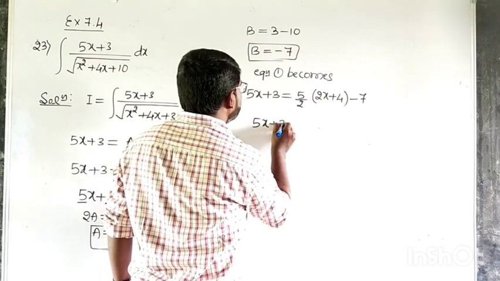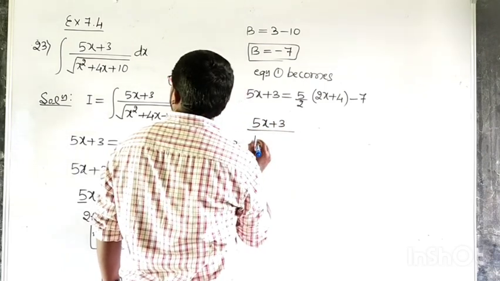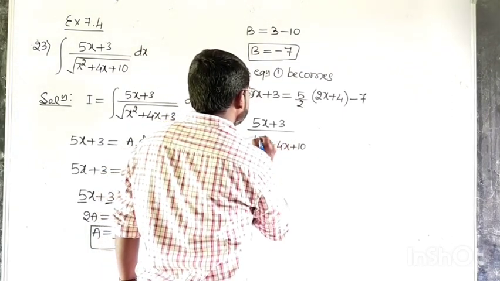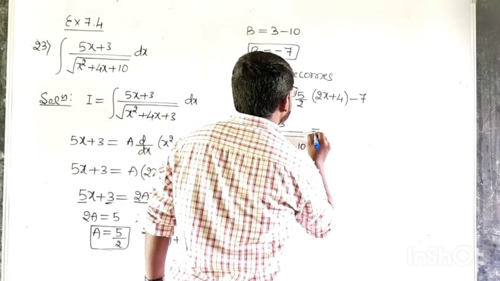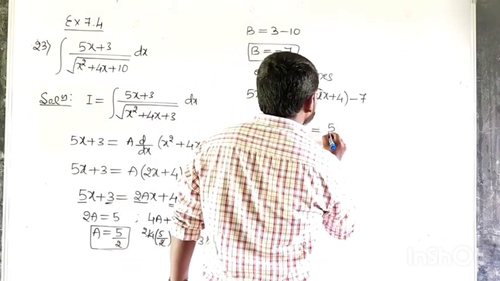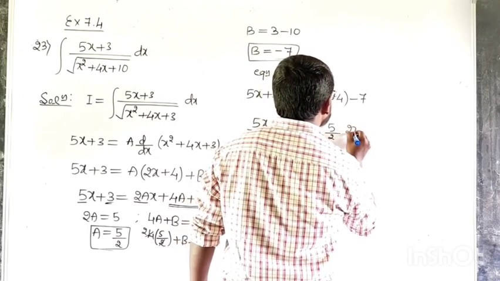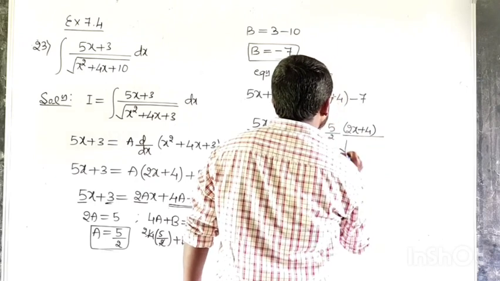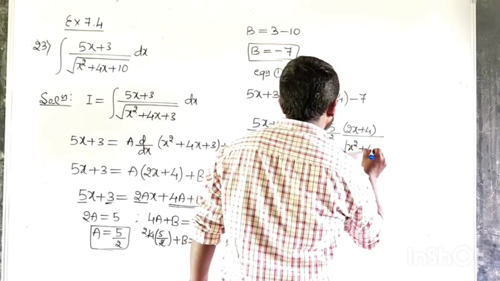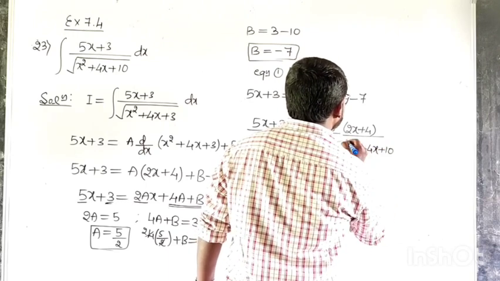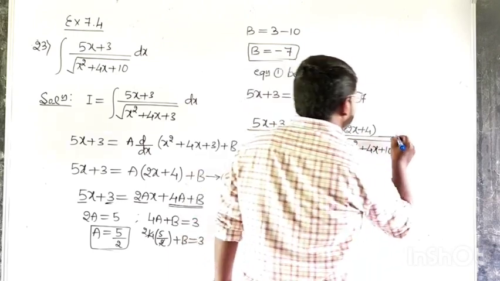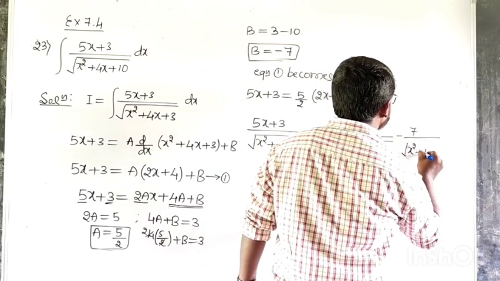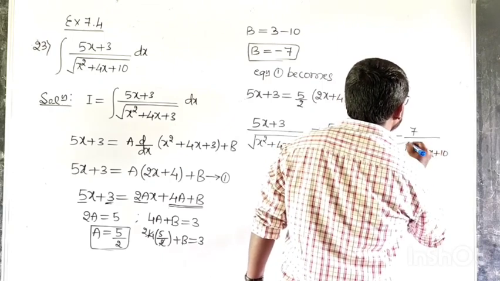(5x plus 3) divided by the square root of x square plus 4x plus 10 is equal to 5 by 2, then (2x plus 4) divided by the square root of x square plus 4x plus 10, then minus 7 divided by the square root of x square plus 4x plus 10.